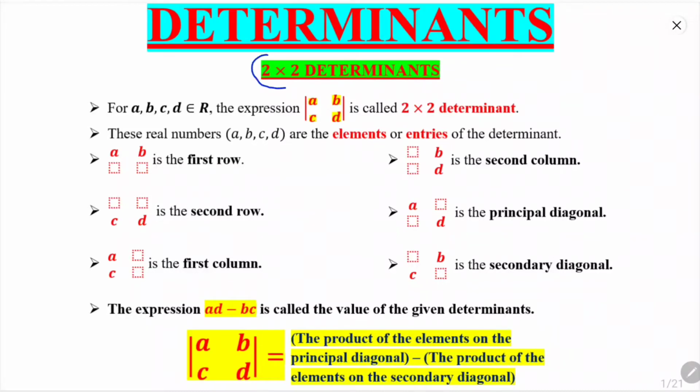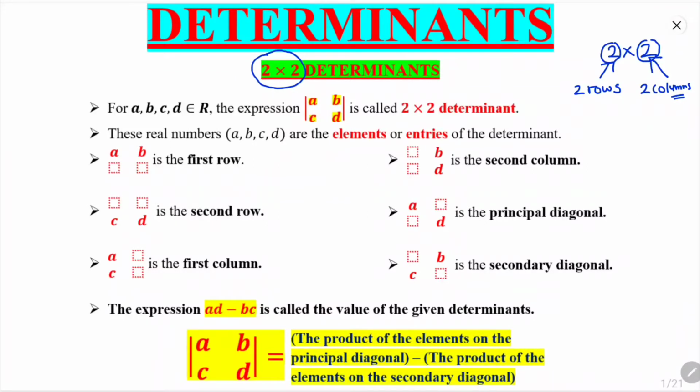As we can see from here, there is 2 cross 2. This 2 cross 2 represents 2 rows and 2 columns. First number represents row and second number column. So in 2 cross 2 there are 2 rows and 2 columns, and a total of 4 elements or entries in this determinant.